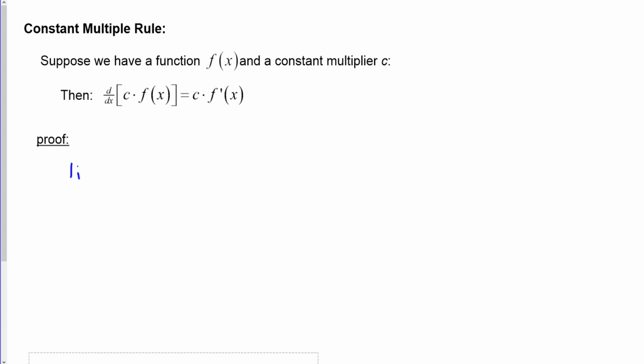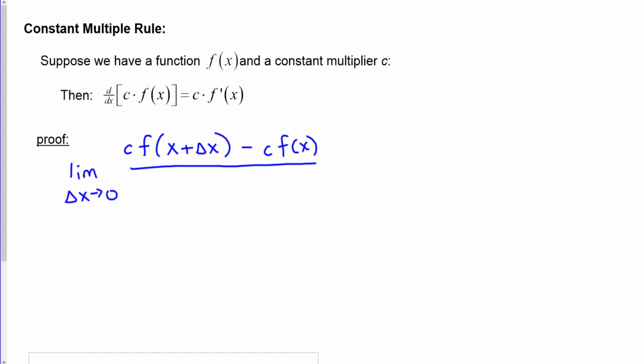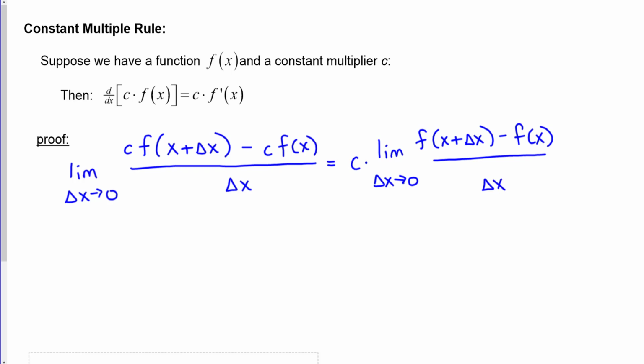So it would be the limit as delta x goes to 0 of the constant c times f of x plus delta x minus the constant c times f of x all over delta x. So the constant c ends up in both of these terms in the numerator, which you can factor out. And when you factor out of the numerator that constant c, you can actually factor it out of the entire limit. So you end up with just c times this limit as delta x goes to 0 of f of x plus delta x minus f of x all over delta x, which is just c times your derivative. So you can take the constants out and then do your derivative to make things easier.